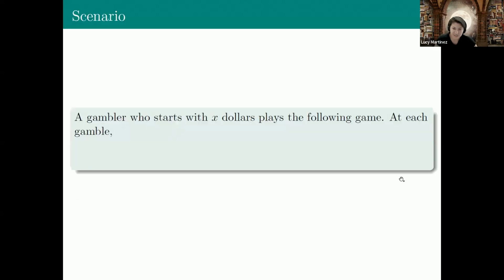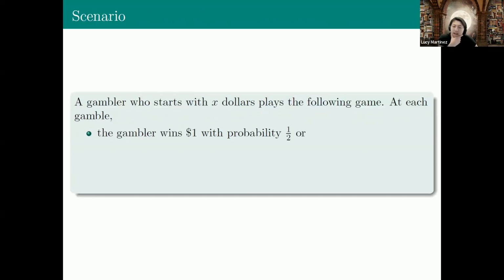All right, so let's get started. Consider the following scenario where we have a gambler who starts with X dollars and plays the following game. At each gamble, the gambler will either win $1 with probability 1/2 or lose $1 with probability 1/2. So you can imagine that the gambler is throwing a coin, and if it lands on heads, they win $1, or if it lands on tails, they lose $1.